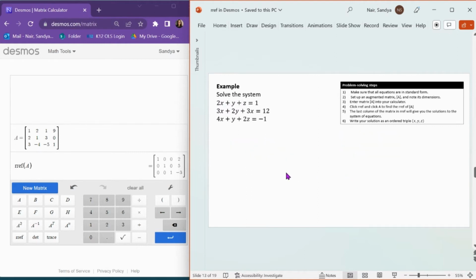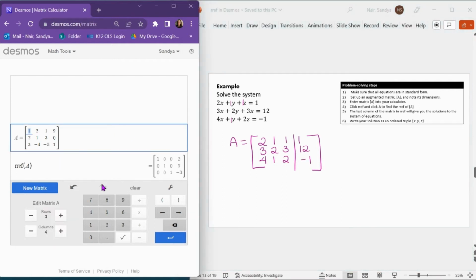Okay, so now let's try this example. So once again, we have a system of equations that are all in standard form. So we're going to practice writing out the augmented matrix. So my coefficients of 1, I'm going to go ahead and add in. So we have 2, 1, 1, 1. And then we have 3, 2, 3, 12. And the final row is going to be 4, 1, 2, -1.